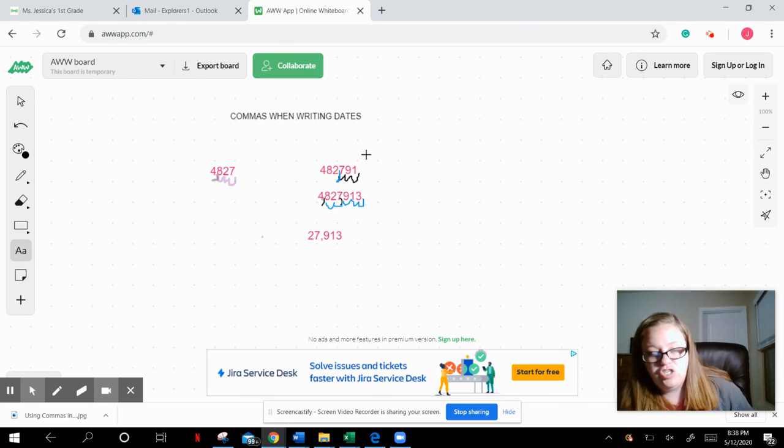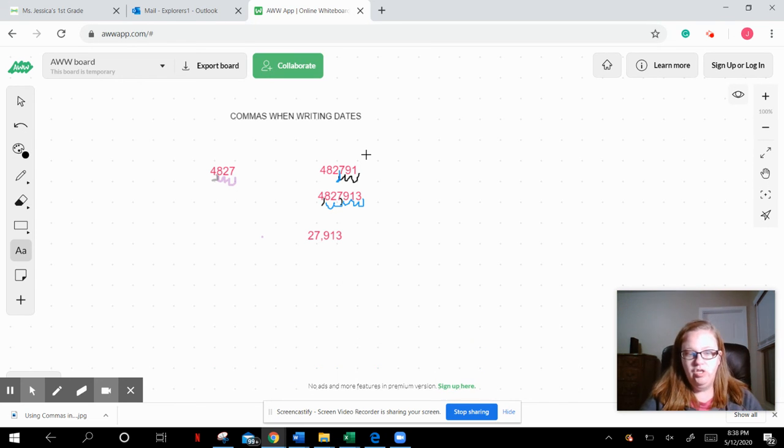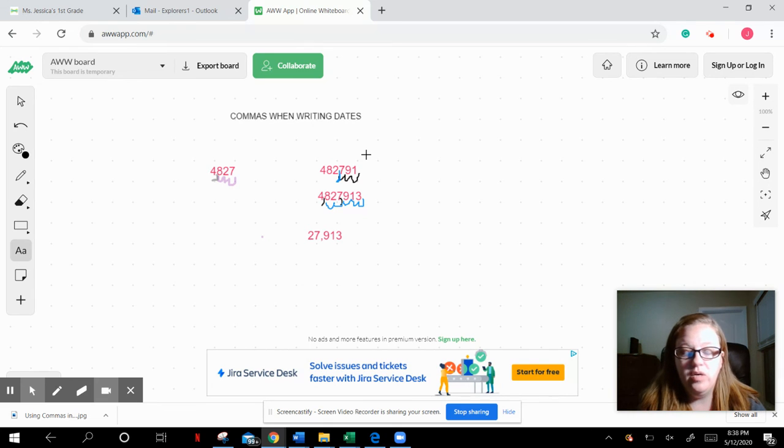It is attached to the instructions in Seesaw, so you don't have a separate link you've got to look at, but you've just got some dates and you just go in and add the commas. So super easy. If you have any questions, you can ask a parent or you can ask me, and I'll be glad to help you.